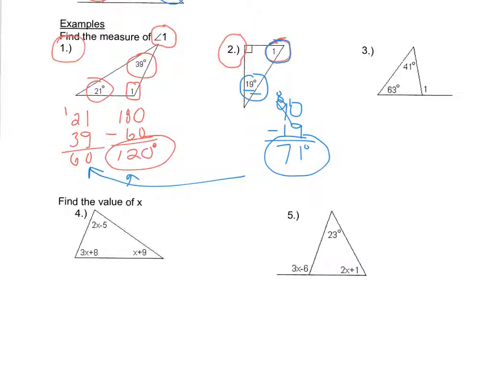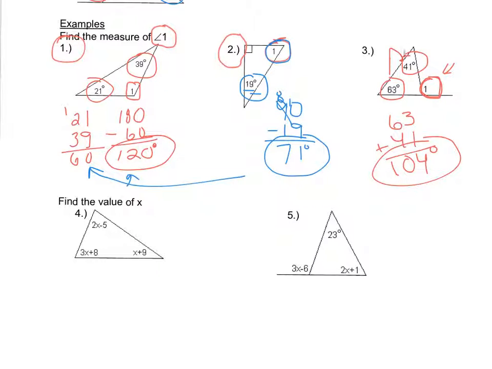Okay, if we're looking at number 3, this now deals with our exterior angle theorem. So we're trying to find the measure of angle 1. Our exterior angle theorem told us that the measure of the exterior angle is equal to the sum of these two. Nice and simple, all we have to do is 63 plus 41, which is 104 degrees. So nothing fancy there. We know that this exterior angle is equal to these two added together.